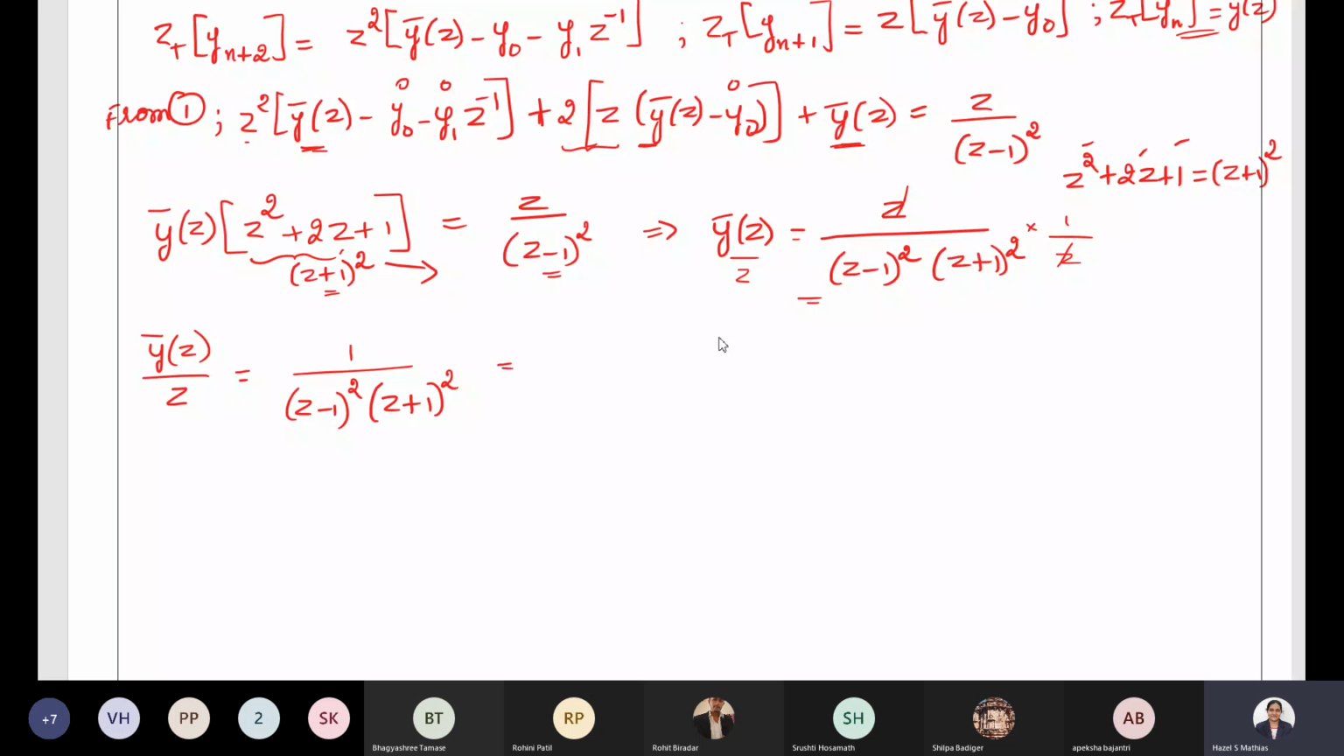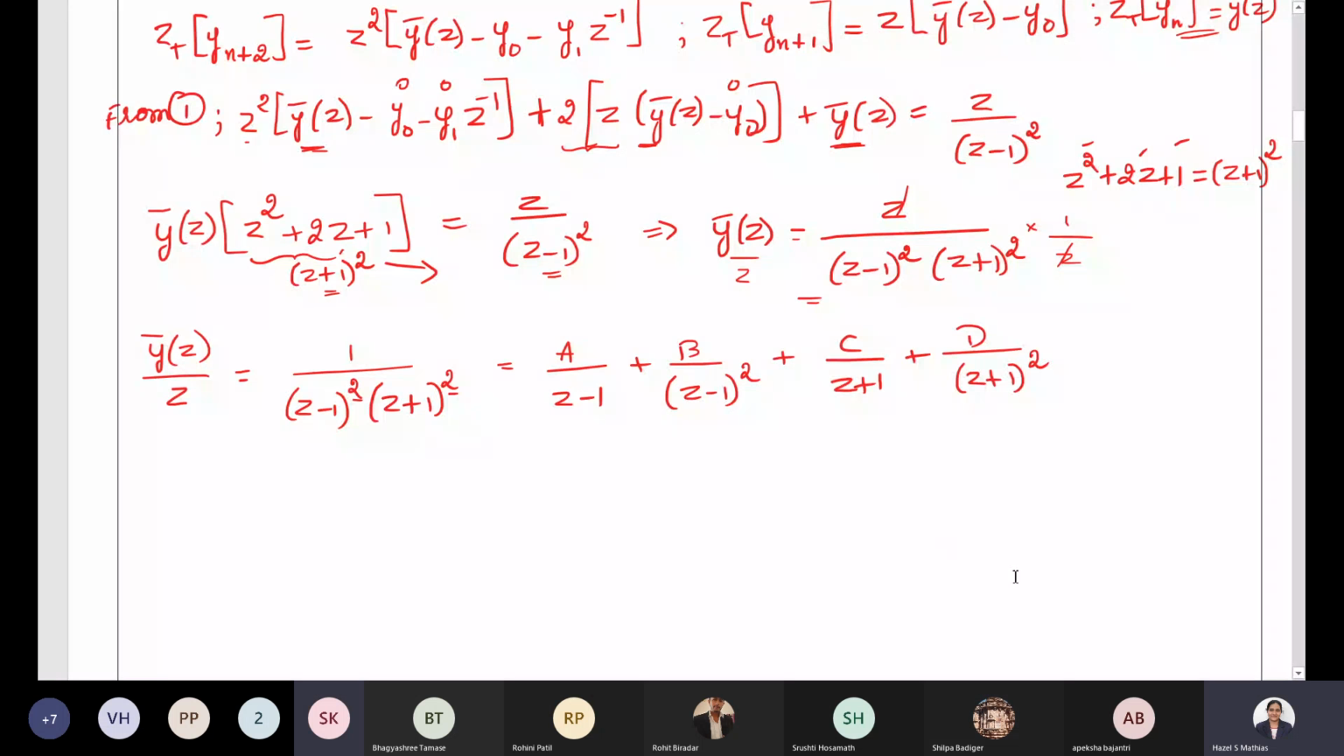Now how do you split this? You have a square term on both the terms. There are two terms, a product of two terms, and the power is square. So this can be written as a divided by z minus 1 plus b divided by z minus 1 the whole square plus c divided by z plus 1 plus d divided by z plus 1 the whole square. This is how you do it. Is it okay, everyone? Yes, ma'am.